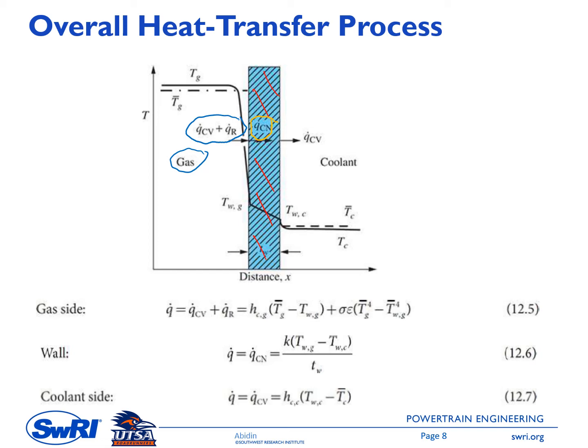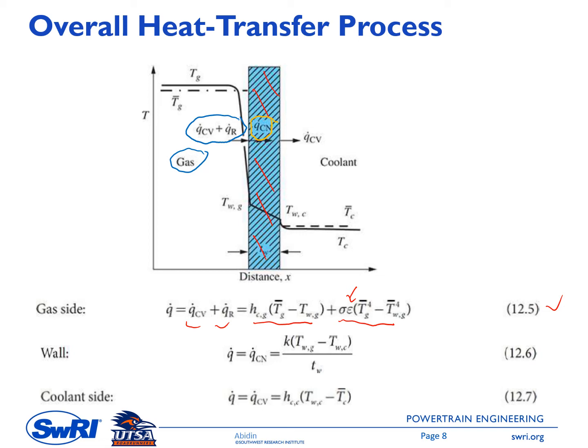On the gas side, we have equation 12.5. The heat transfer is the sum of the convection heat transfer and radiation heat transfer. This is the convection heat transfer formula, and this one is the radiation heat transfer formula. We have epsilon here to represent the emissivity. I think you learned these properties in heat transfer class. If it is a perfect black body, you have an emissivity of 1, but usually the actual body is not a perfect black body.